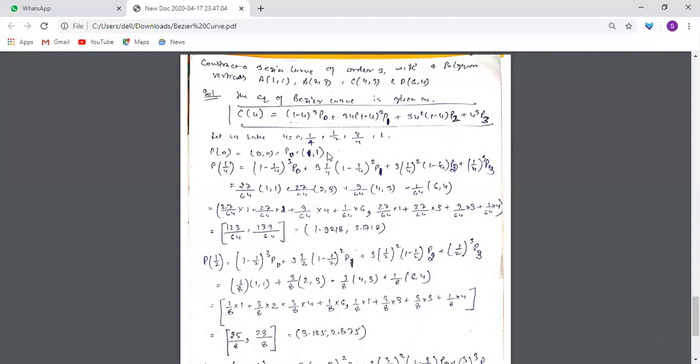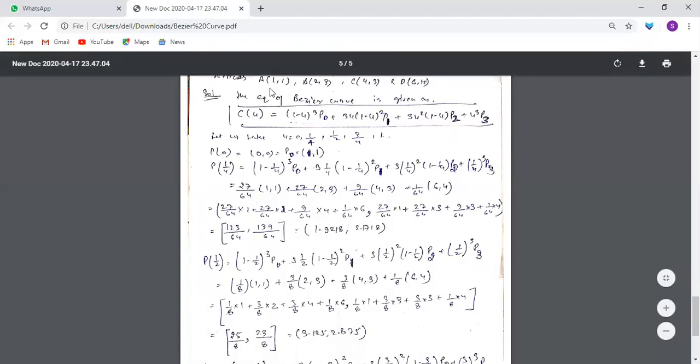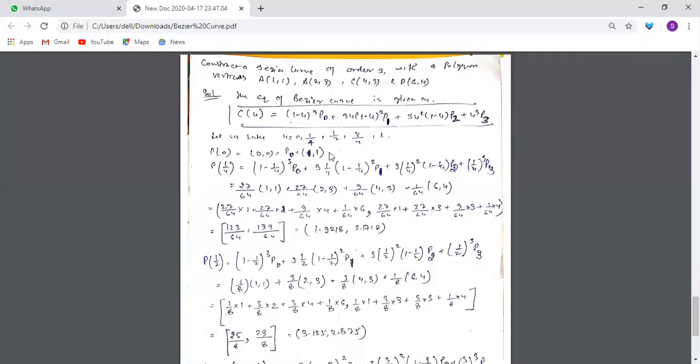As we have seen, the Bezier curve will always pass through the first and last points. So the first point we will always get at u is equal to 0, and the last point we will always get at u is equal to 1. So after calculating also, you have reached the same point. Okay, so you have started at 1 comma 1, and if you place the value u is equal to 0, you have calculated p naught as 1 comma 1.